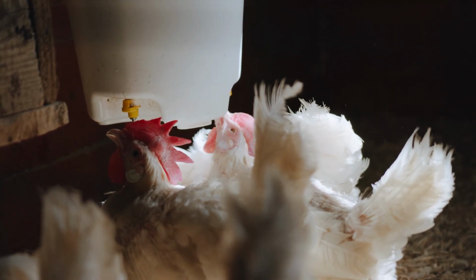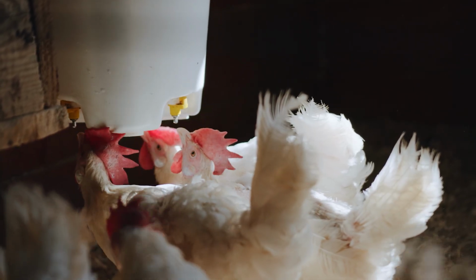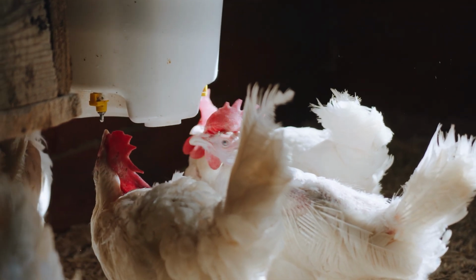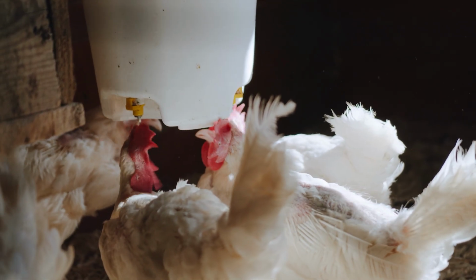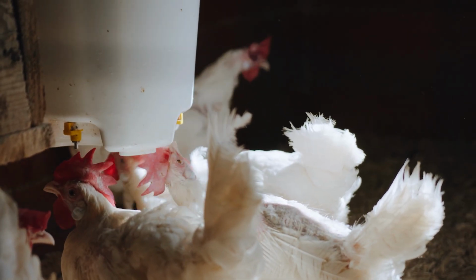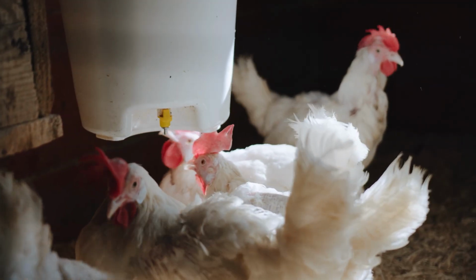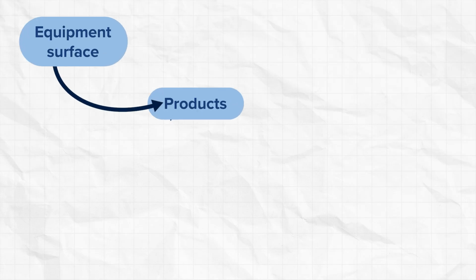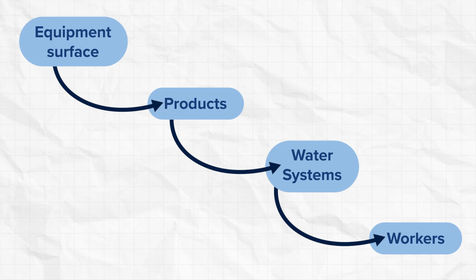Take the poultry industry, for example. Overuse of antibiotics and routine use of prophylactic treatments to prevent disease in poultry may increase the development of AMR, as these practices create selective pressure, allowing resistant bacteria to survive and proliferate. In such a scenario, these resistant bacteria could easily spread through the poultry chain. From infected animals to the processing environment and even to the products that reach consumers, this resistant bacteria could move along every step, contaminating equipment surfaces, products, water systems, and workers along the way.